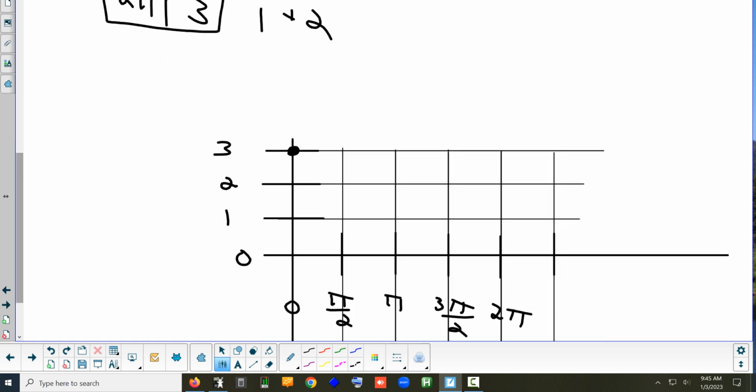Pi over 2, we're at 2. Pi, we're at 1. 3 pi over 2, now we're going back up. 2 and 3. As I said before, just try to make it look smooth, so it doesn't have any points in the graph. Just like that. And that's your original function shifted up 3. Any question on the sketch for that?